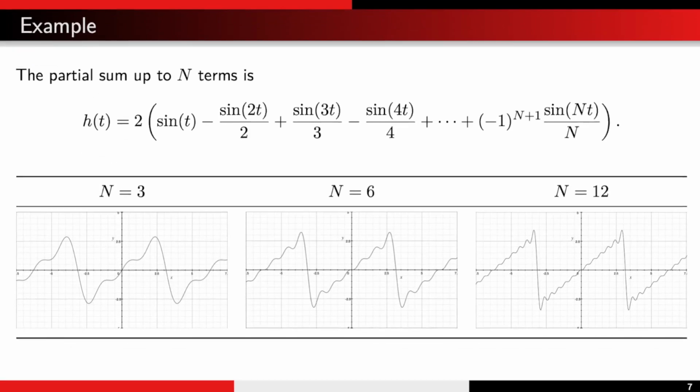So we can sum up a finite number of terms of this series and see what the picture looks like. So up to capital N terms, h of t is given by this. And when capital N is 3, this is the picture here. And when it's 6, we have this picture. When capital N is 12, we have this picture. And as you can see, the bigger the N, the closer is the graph to the sawtooth that we saw for h.